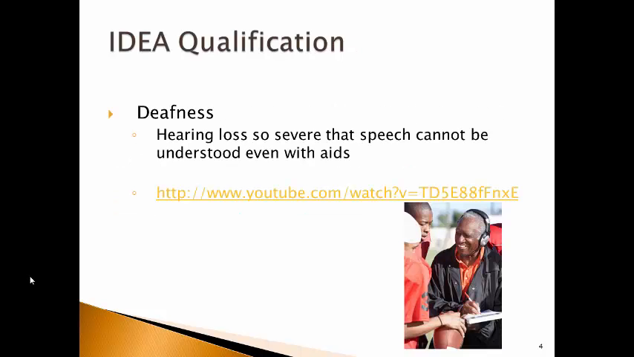Now, for a child to qualify under IDEA to receive therapy for being deaf or severely hard of hearing, the student's speech has to be so severe that it cannot be understood even if the child is wearing hearing aids or some kind of hearing device.